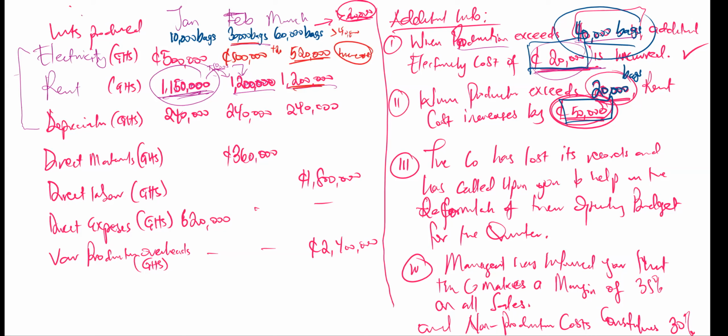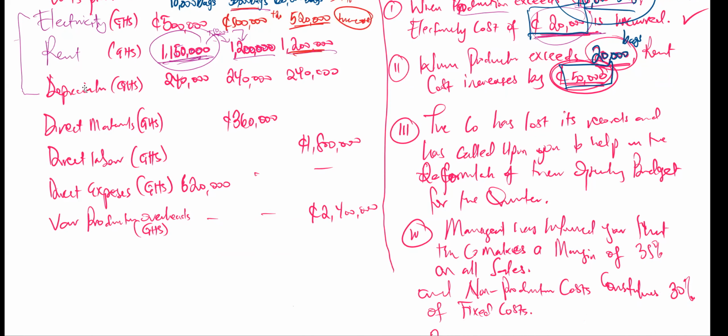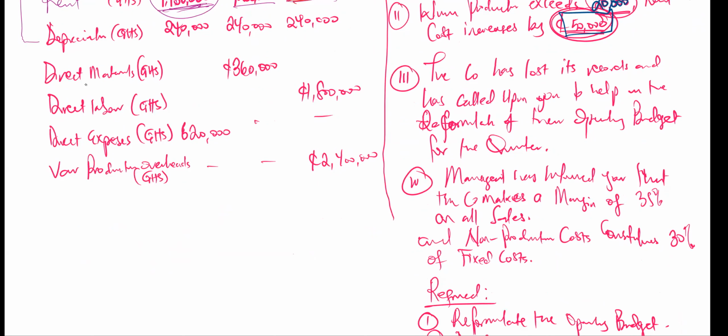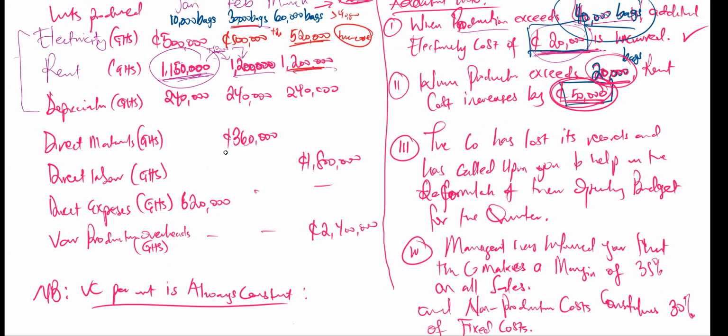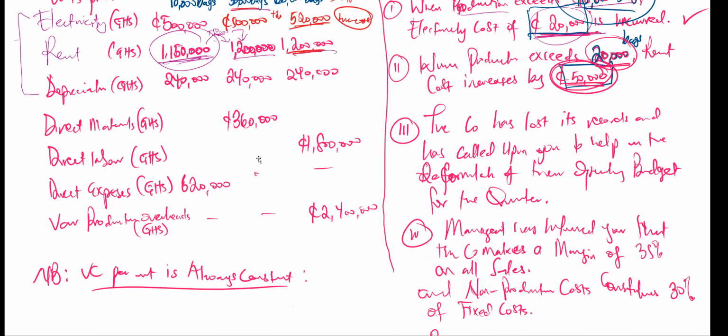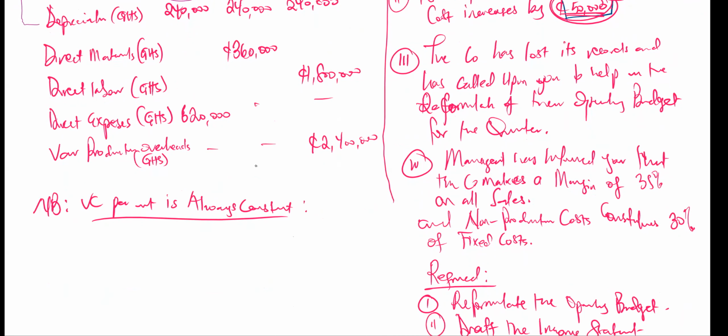Yes, please. Okay. Now let's come to direct materials. Is it variable or fixed in nature? Variable. And we know that variable cost per unit is always constant. Since it's always constant, it doesn't matter the level of activity. We can just find the per unit and multiply by the number of bags to get the missing figure. So direct material per unit becomes what?